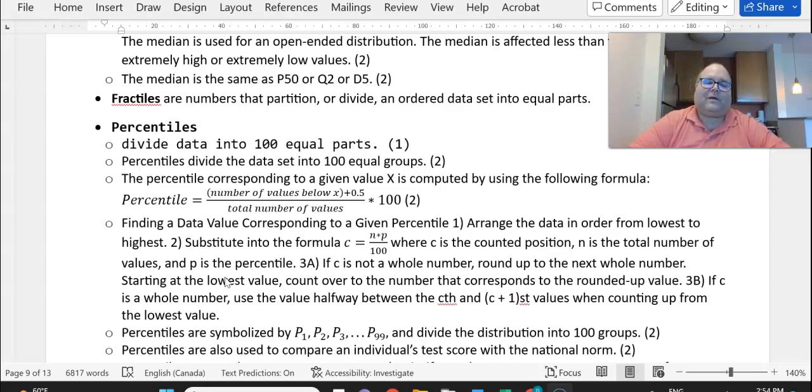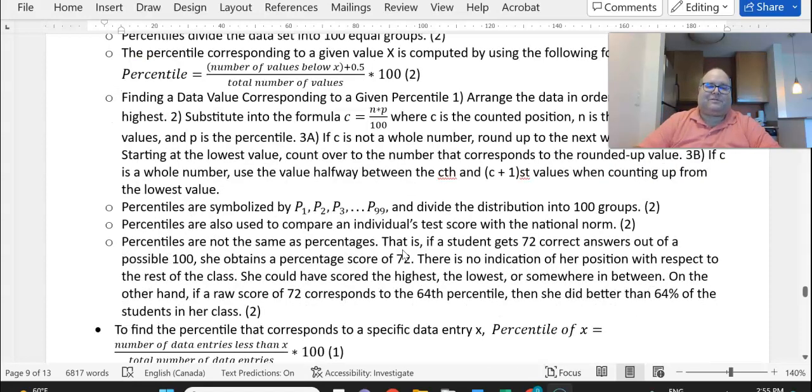Or to find the relative position of the value you're looking for, you multiply the total number of values by the percentile and divide by 100. If it is not a whole number, you round up. If it is a whole number, use a value halfway between that number and the next one up to find the value that represents that percentile.